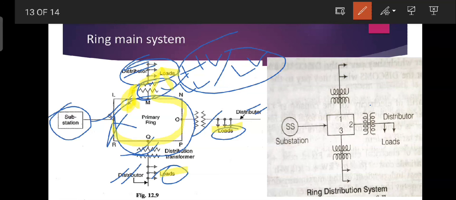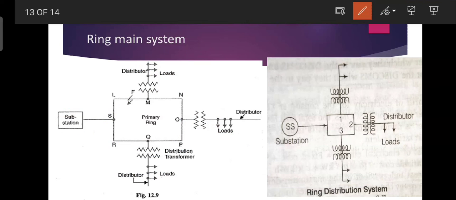So in this, keep the primary of all the distribution transformers connected in the form of a ring as shown in the figure. The advantages of this scheme are reliability against feeder failure, and the voltage drop is greatly minimized compared to the radial system, and the efficiency of the system is more, but it is a costlier scheme than the radial system. And this is our short figure of the ring distribution system. Okay, I think it is clear to you.